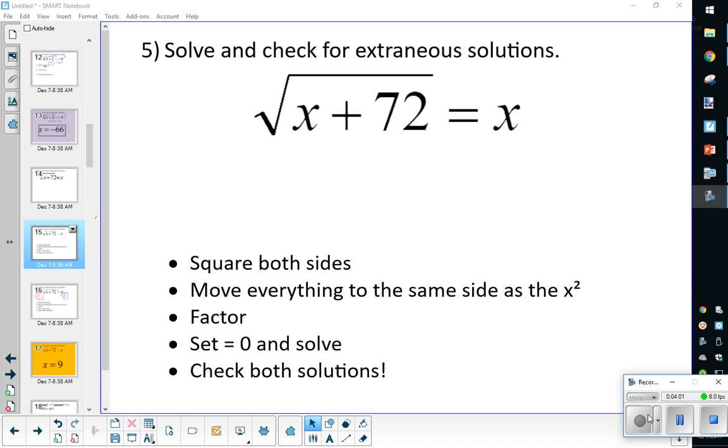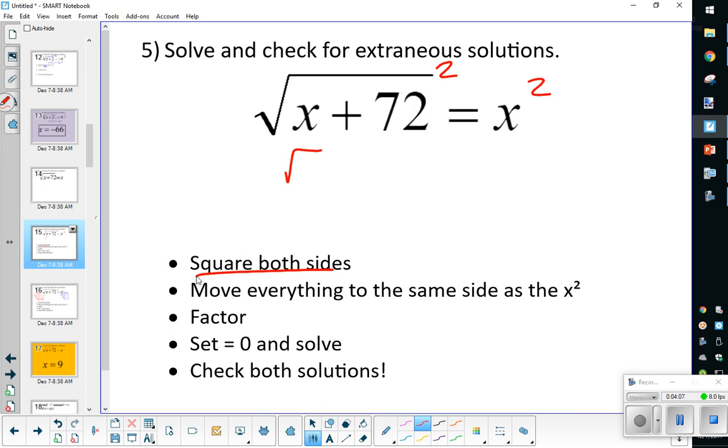So we start off by squaring both sides. Square this side, square that side. So the square root and the square are going to cancel, leaving you just x plus 72.